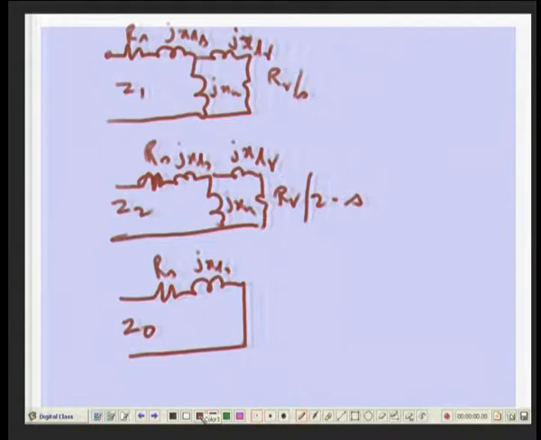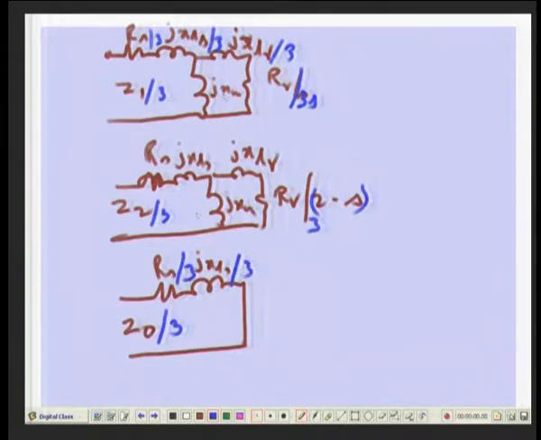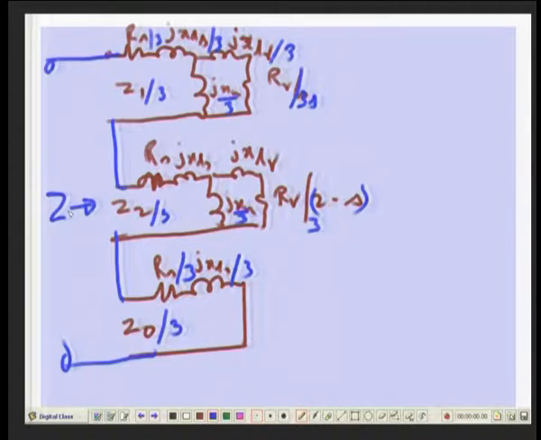Now, the Z must be equal to Z1 by 3, Z2 by 3, Z0 by 3 connected in series, right. So, you have all by 3, by 3, by 3, and you connect them in series, and this is your Z, okay.